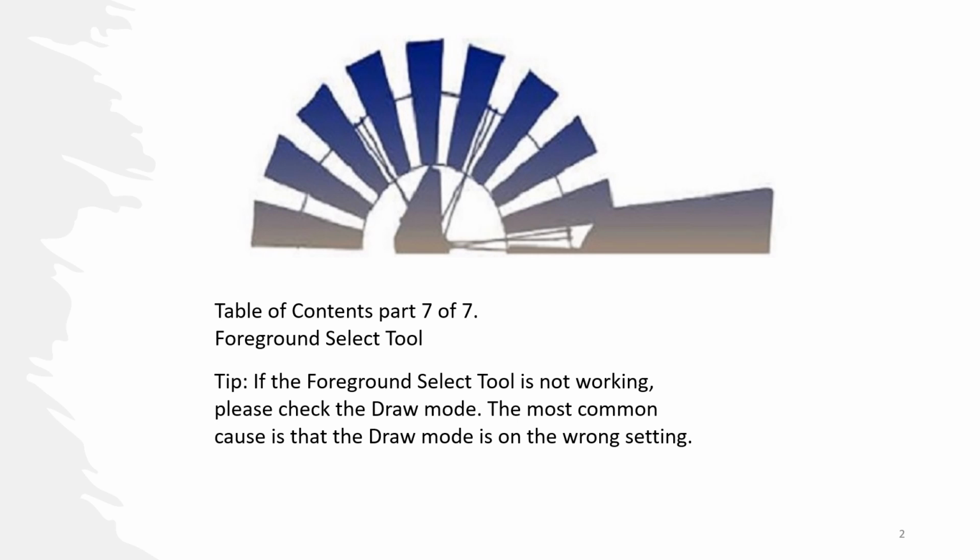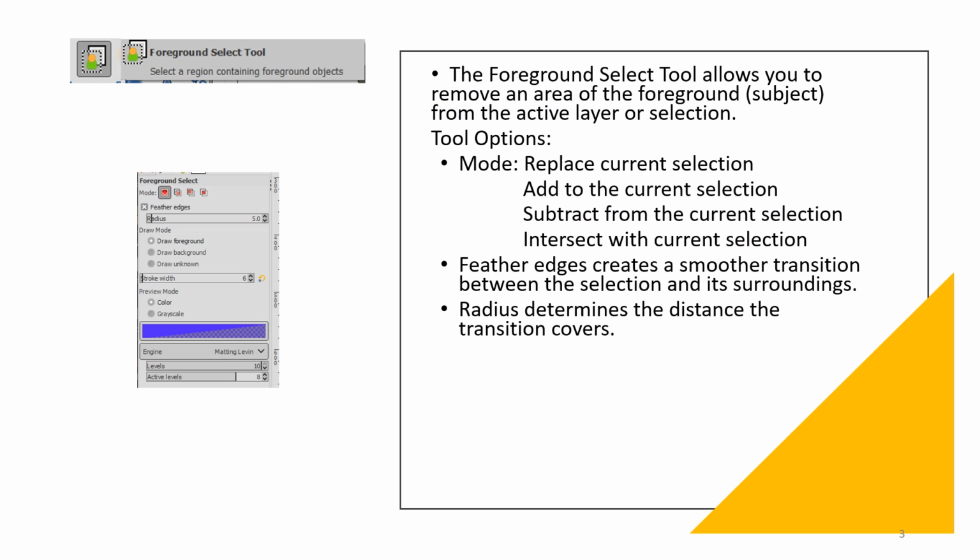Tip: if the Foreground Select Tool is not working, please check the Draw mode. The most common cause is that the Draw mode is on the wrong setting. The Foreground Select tool allows you to remove an area of the foreground subject from the active layer or selection.